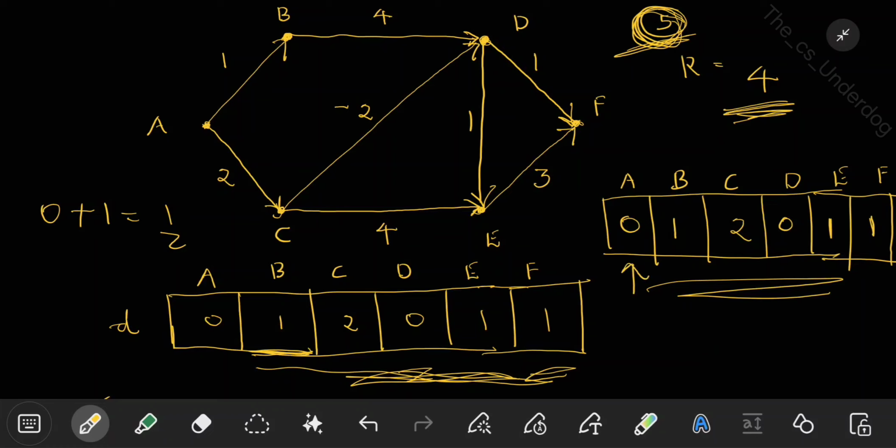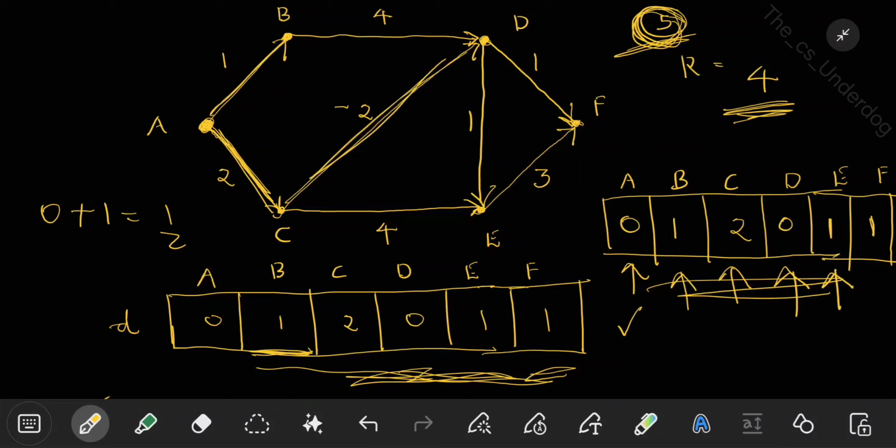Distance to A, shortest path to A is 0. How is that? This is the source vertex itself. So shortest path is 0. Shortest path to B is 1. See, you can reach B in 1. Shortest path to C is 2. You can reach C in a distance of 2. Shortest path to D is 0. How is it? 2 minus 2. So you can reach D at 0 distance.